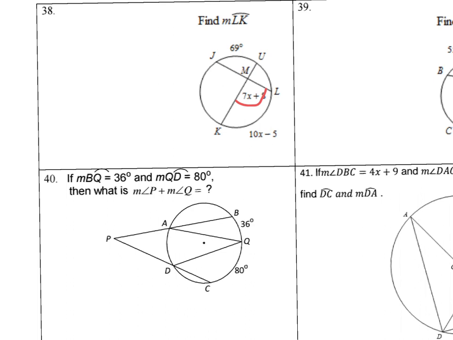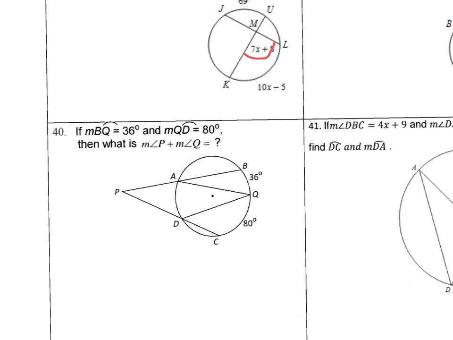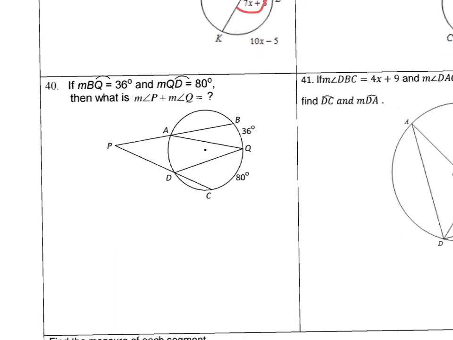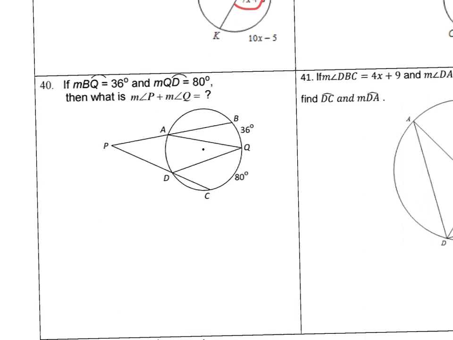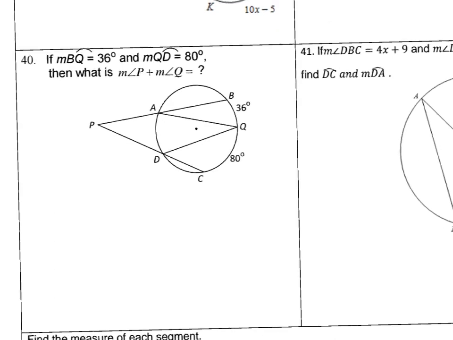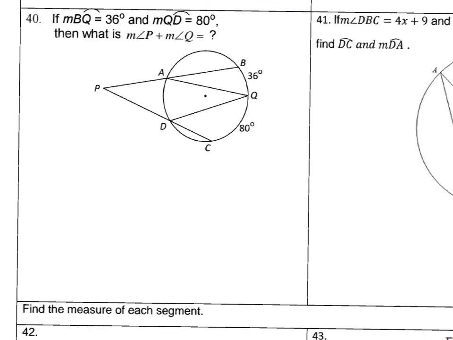What I really want to talk about are the complex ones that you will see on your test, so you have to solve them in multiple ways. Now, 40 is not really a test question, but I wanted to explain it and break it down for you because you have to do some theorem reasoning. So on the diagram, they already marked our arcs for us, and they want to know what is angle P plus angle Q.